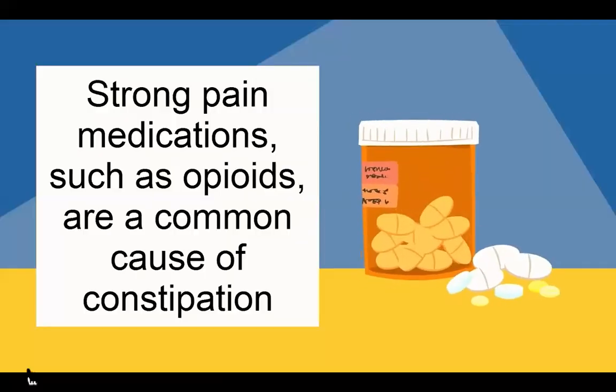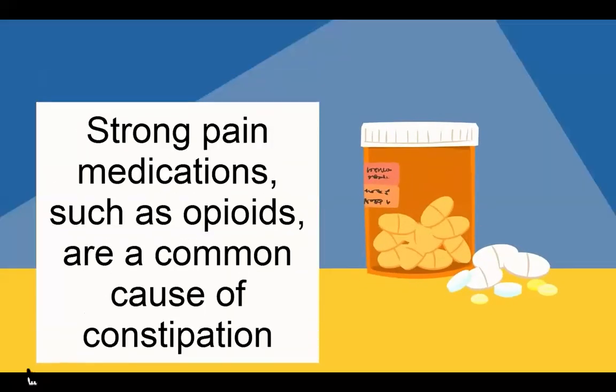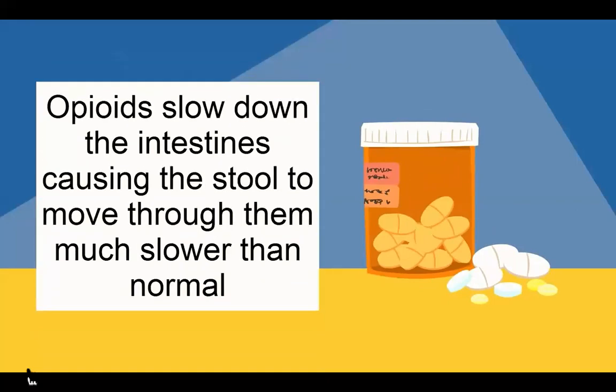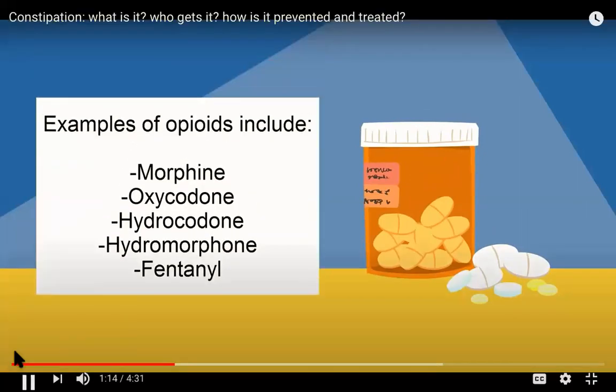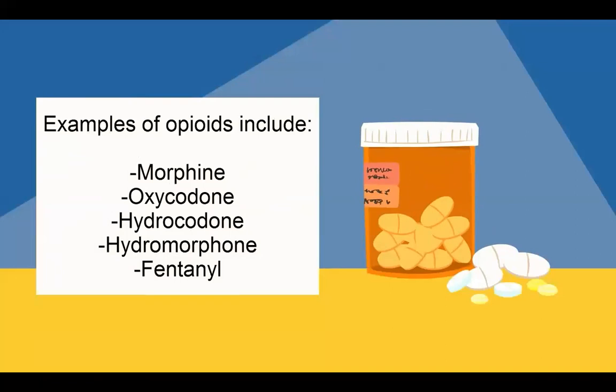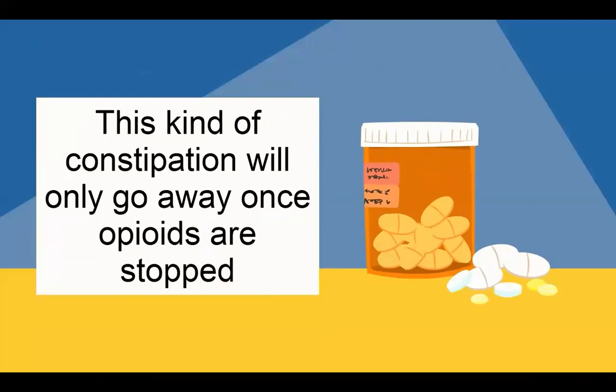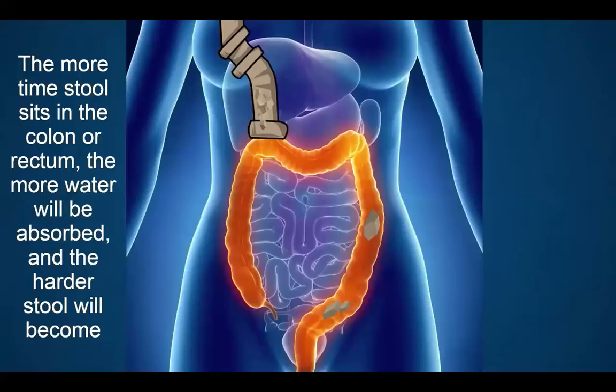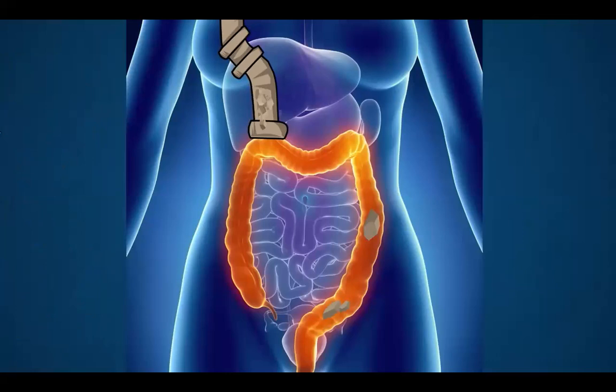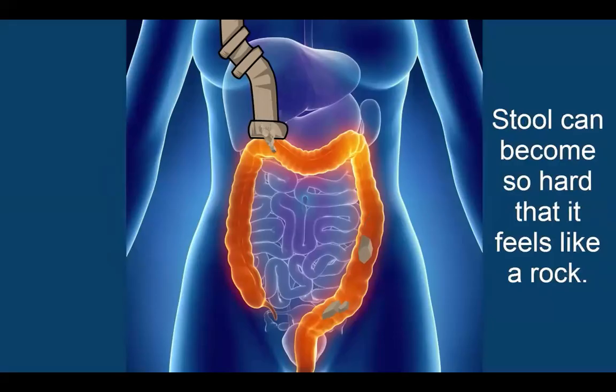Strong pain medications such as opioids are a common cause of constipation. Opioids slow down the intestines, causing the stool to move through them much more slowly than normal. Some of the more common opioids include morphine, oxycodone, hydrocodone, hydromorphone, and fentanyl. And don't forget, this kind of constipation will only go away once opioids are no longer taken. Opioids cause the stool to sit in the colon or rectum longer, allowing more water to be absorbed. This can lead to harder stools and straining when trying to pass them. Stool can become so hard that it feels like a rock.